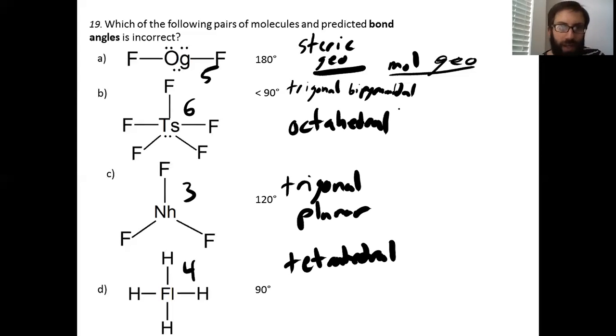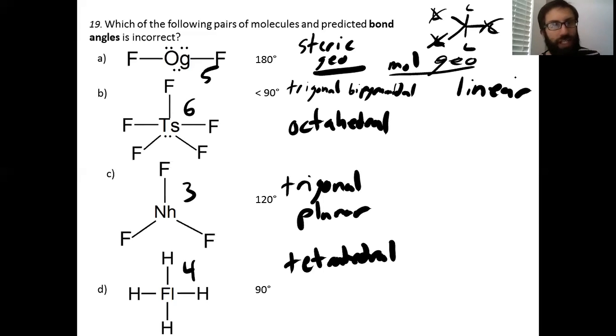So what happened? You started with a trigonal, there's a triangle, bipyramid, one on top, one on bottom. You now remove 3 of the equatorial, the trigonal sites. So you remove 3 of those because you have 3 lone pairs. What are you left with? You're left with a line. Molecular geometry is linear.